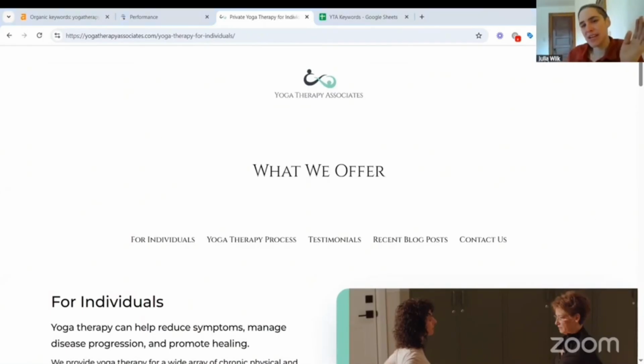Also, this is backtracking a little bit because we wandered, but I brought up that what we offer might not be the right title. It makes sense because services was the grouping on the homepage, services for individuals, for clinicians. And so what we offer for individuals follows that grouping.